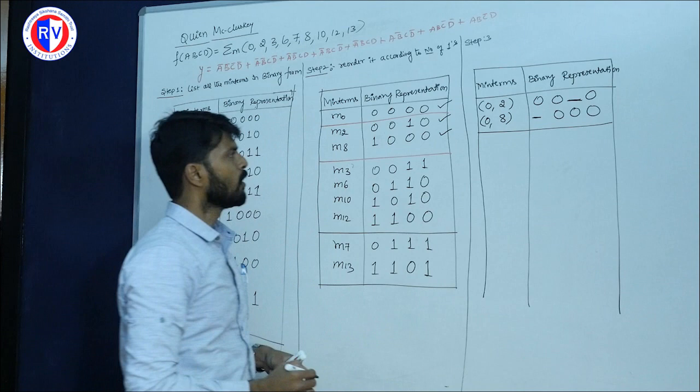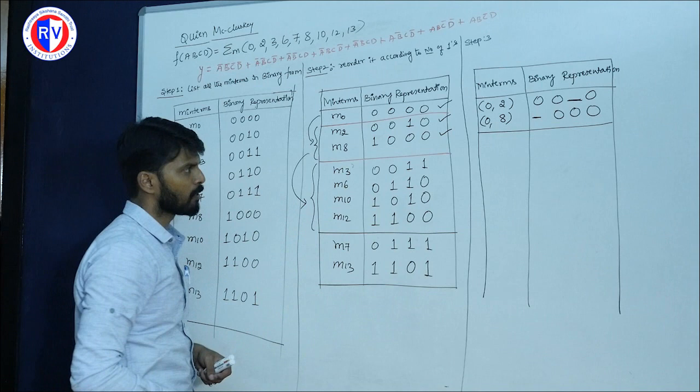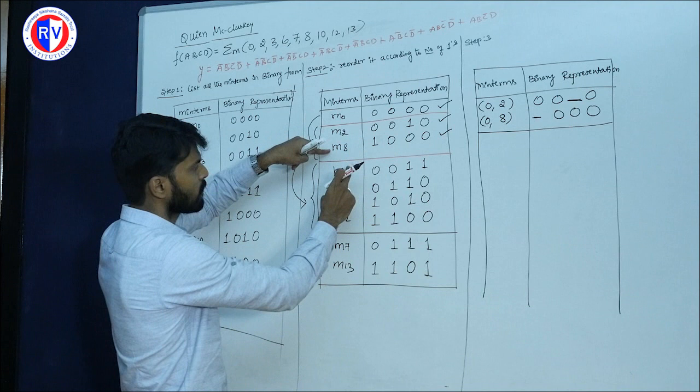Now, we need to compare. This segment and this segment comparison is over. Now, we need to do this segment comparison with this segment. I mean to say is, these two need to be compared with 3, 6, 10 and 12. Similarly, 8 has to be compared with 3, 6, 10 and 12. Now we will do one by one.